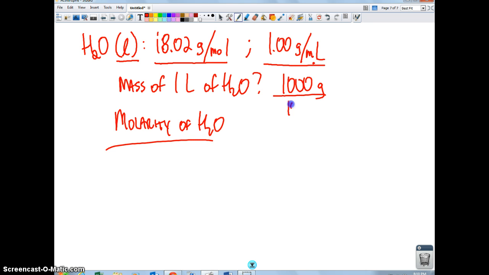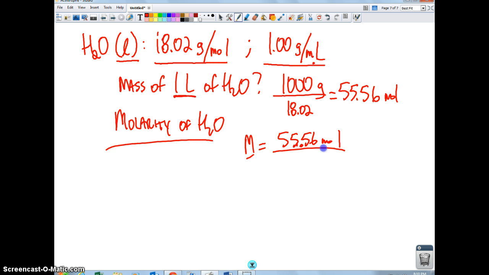If we were to then convert that into moles, we would divide by 18.02, and we would get 55.5555, so we'll call it 55.56 moles of water. 55.56 moles of water is an important number, because if I were to take that many moles and put it into 1 liter of water, my molarity would be 55.56 moles for every 1 liter, which is a 55.56 molar solution.